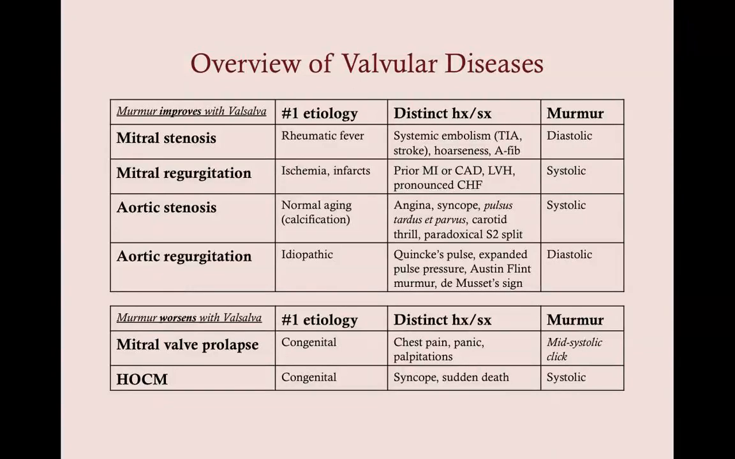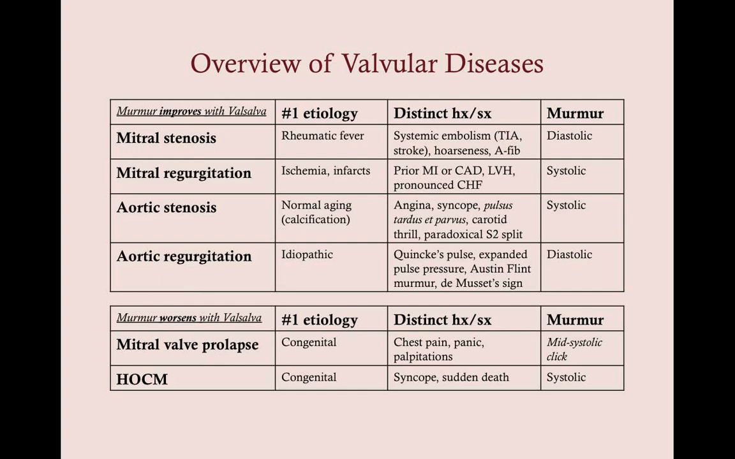We're going to talk about each one of these in detail. As far as the four major valvular diseases, we've got mitral stenosis, mitral regurgitation, aortic stenosis, and aortic regurgitation. I call these the four major ones because each of these can require surgery.